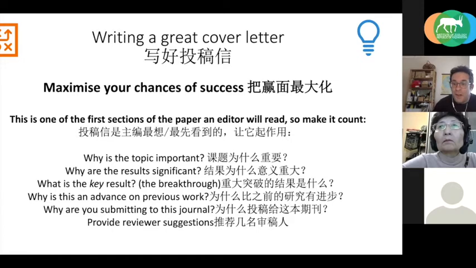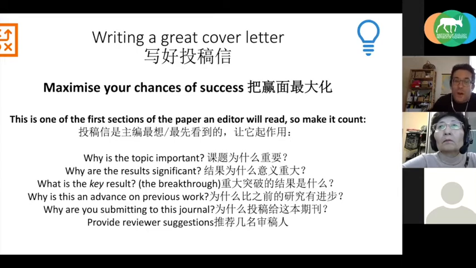You can put in the names of people who you know will be favorable towards the work, international colleagues that you've talked to about the paper, international colleagues who've helped you in the past with your research, international colleagues who are interested in your field. So this is all about maximizing your chances of success. This is one of the first sections of your paper that an editor's going to read. So the cover letter has to count.